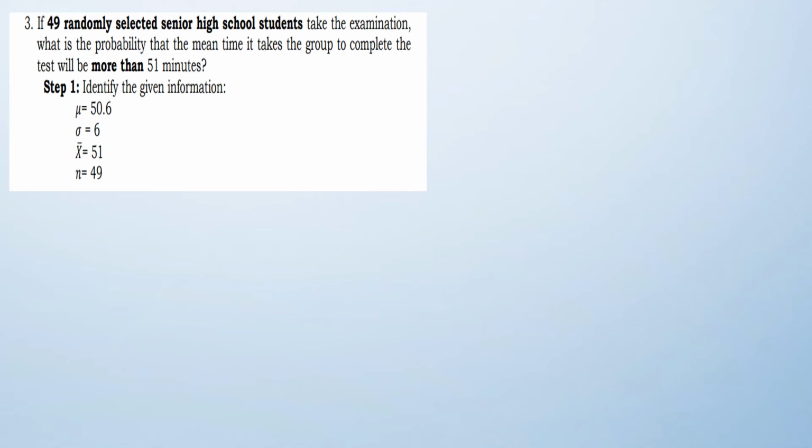Number 3. If 49 randomly selected senior high school students take the examination, what is the probability that the mean time it takes the group to complete the test will be more than 51 minutes? So, yan ang tanong. Again, the population mean is 50.6, the standard deviation is 6, the sample mean is 51, and the sample size is 49. Yun, identify na natin yung mga given.